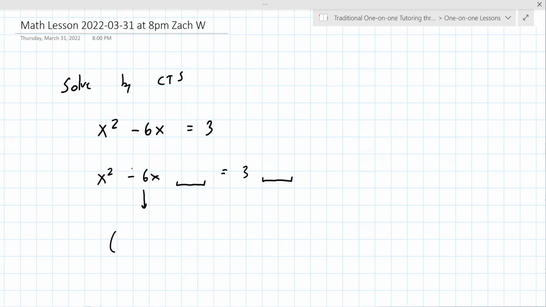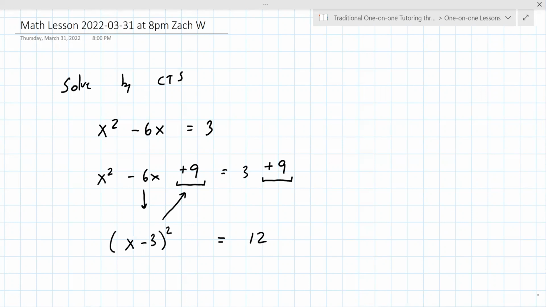Okay, so you take whatever is in front of x, which in this case is -6, and you cut it in half. So that would be 3. (x - 3) squared. And then what goes back here is (-3) squared. So then that would be +9. And you share it in both positions. So then (x - 3) squared equals 12.